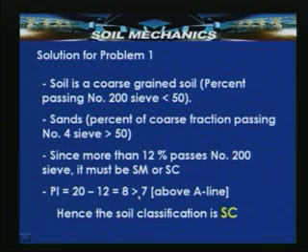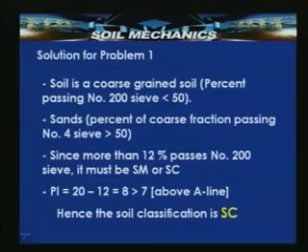So if it is greater than 7, that is above A line. Above A line carries the group called C. So the soil classification is SC. SC indicates the soil classification which is obtained here. So this is the problem which is having a coarse grained soil, the percentage passing number 200 sieve is less than 50%, and the sand with a percentage of coarse fraction passing number 4 sieve is greater than 50.